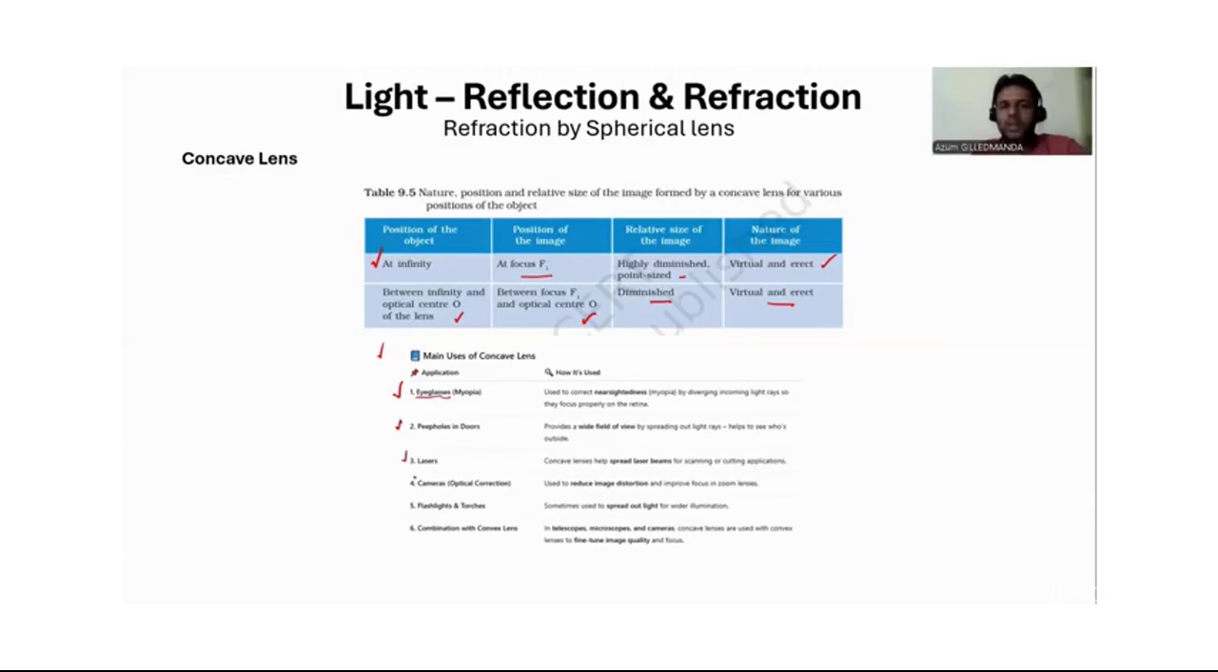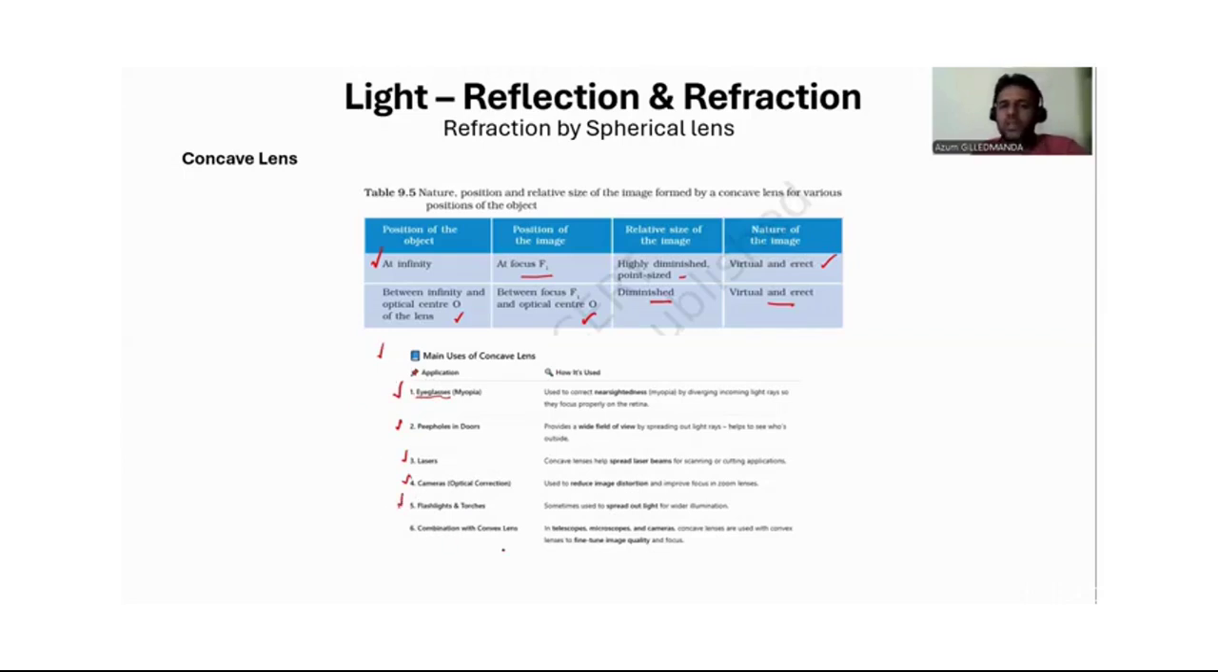And similarly, lasers, and few cameras which require a smaller image. Concave lenses can also be used in flashlights and torches, right? So what does a torch need to do? A torch needs to give light as a parallel beam. That can be done by a concave lens, right?